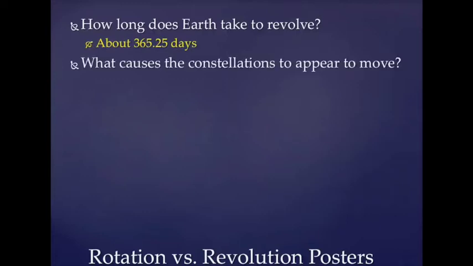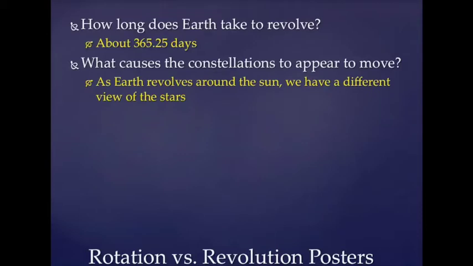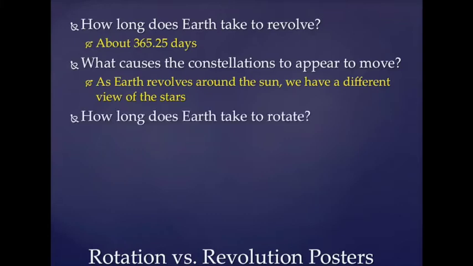What causes the constellations to appear to move? As we revolve around the sun, we have different views of the stars, and also as we rotate, those constellations appear to move. So it's the revolution and also the rotation. We can see the rotation moving the stars, especially those around Polaris, our North Star. Those constellations are good proof of our rotation. The ones more towards the southern sky change throughout the year because of our revolution.